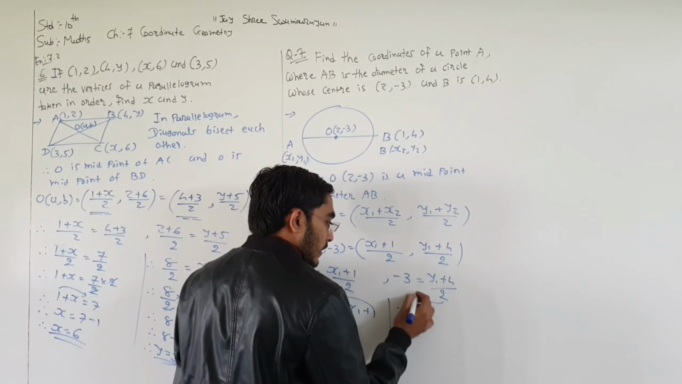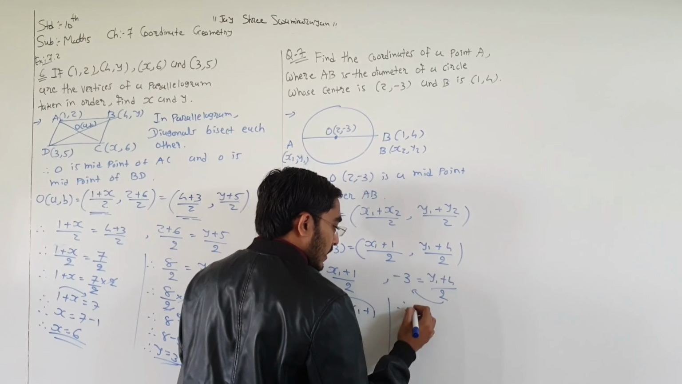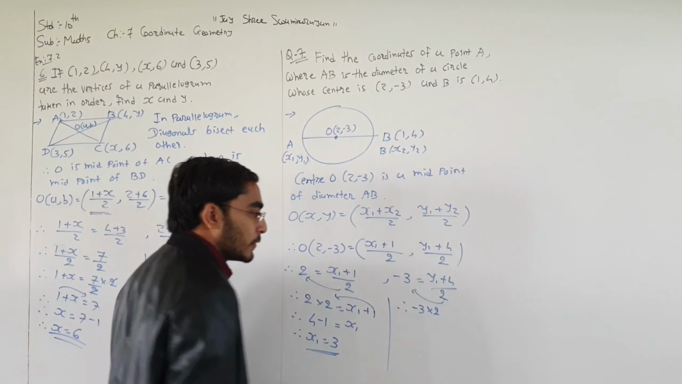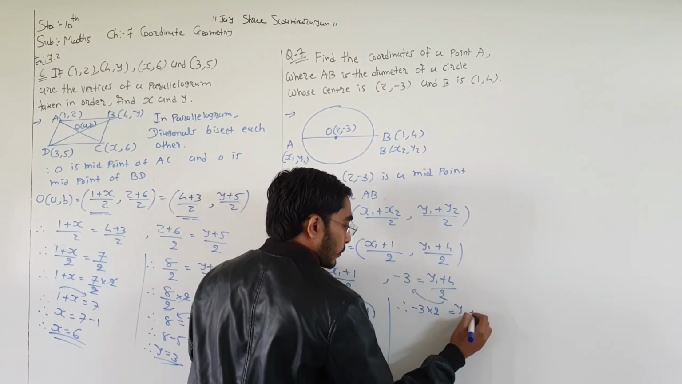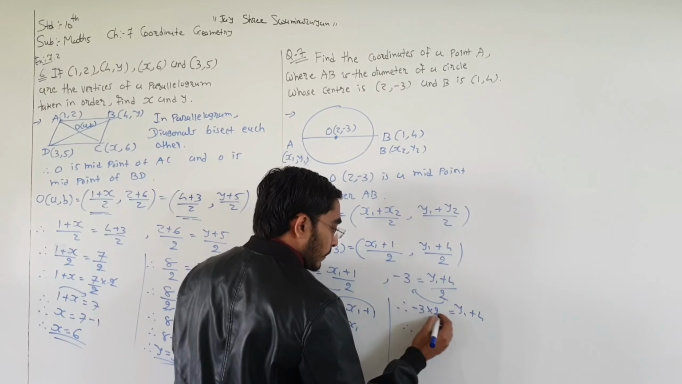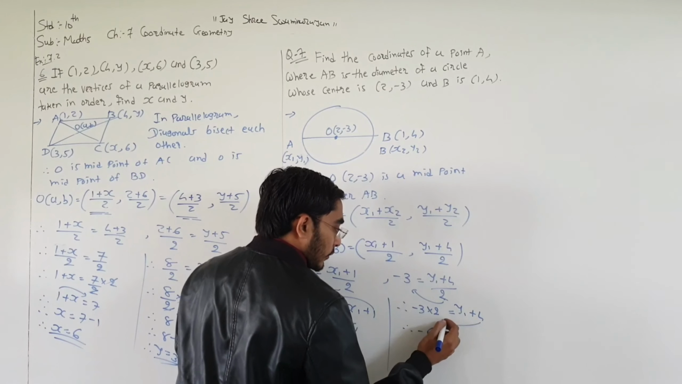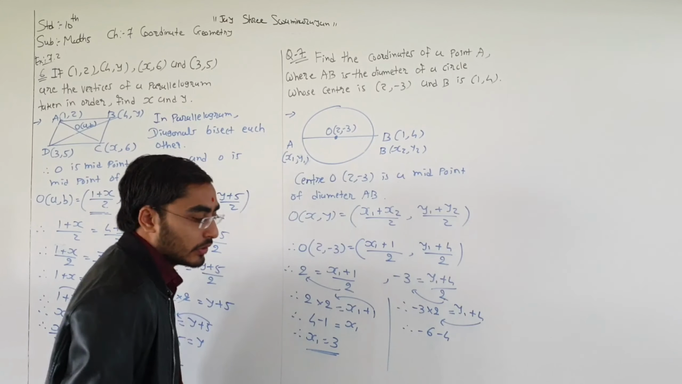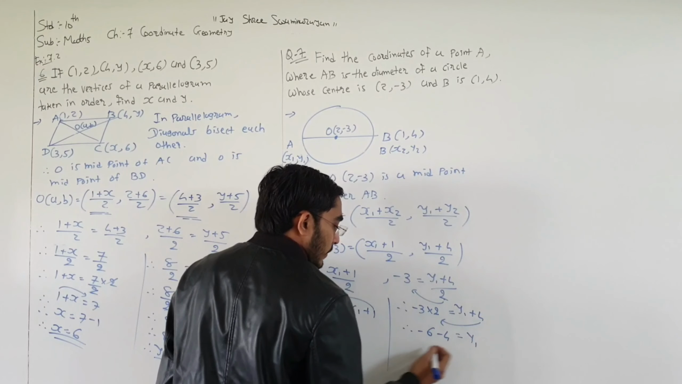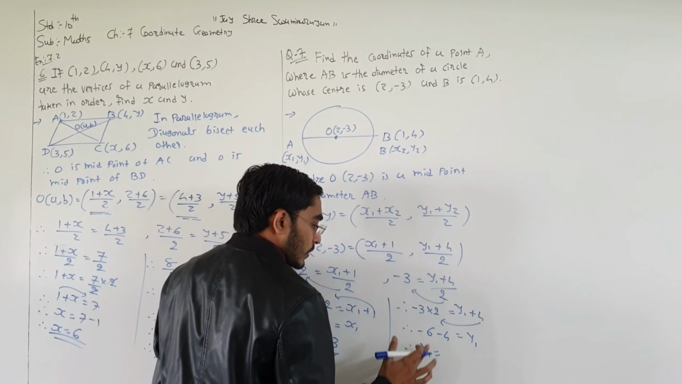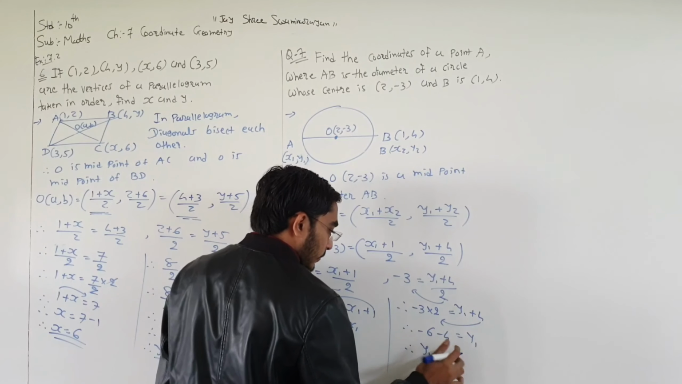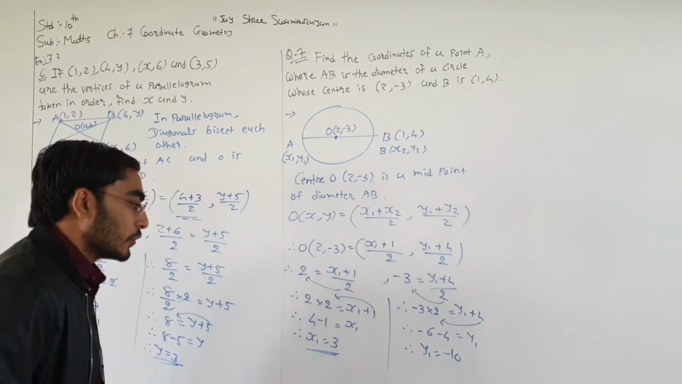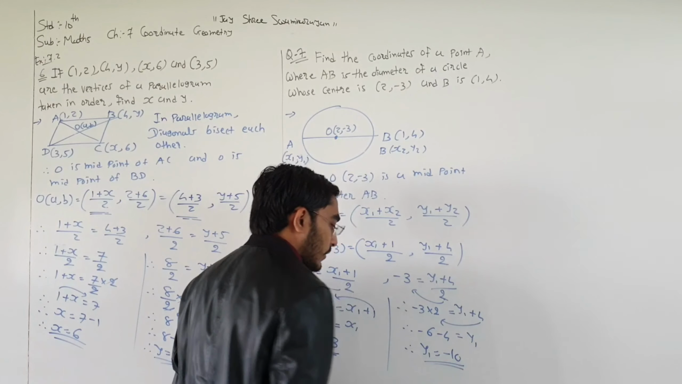And from here transfer this 2 to the left hand side. Here we have minus 3. This divide by 2 goes to the numerator and multiply by 2. So y1 plus 4. Now plus minus minus, 3 2s are 6. Now transfer this plus 4 to the left hand side, it becomes minus 4 is equal to y1. So y1 is equal to minus 6 minus 4, which is minus 10. The bigger number 6 has a negative sign, so negative sign. So here y1 is equal to minus 10.